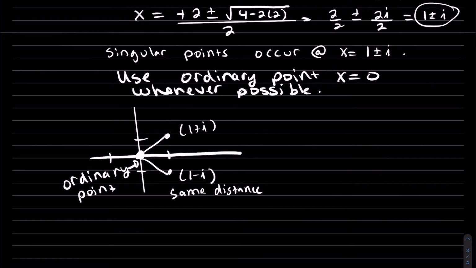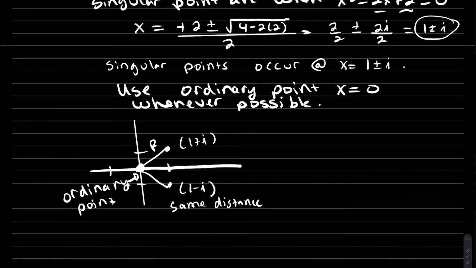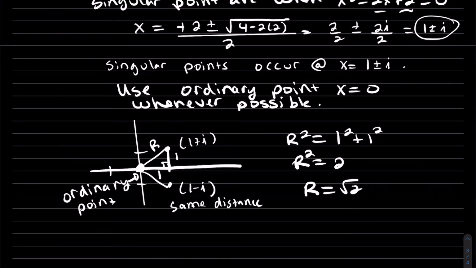So it's going to be the same distance between either of these singular points. So I just need to find the radius between any two. I'll choose the 1 plus i in quadrant 1. It'll be easier. You can pretty much see this is 1 to the right, 1 up, because of how to graph 1 plus i. So this makes a right triangle. So my r squared is going to be 1 squared plus 1 squared. r squared is equal to 2, or r is equal to square root of 2.